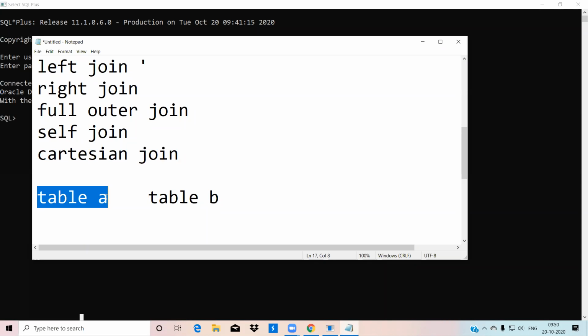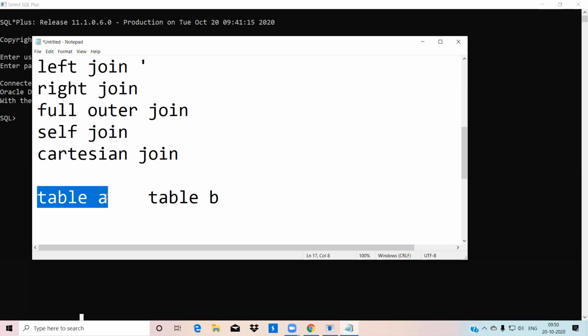Self join, which means that it is used to join a table to itself as if the table were two tables.